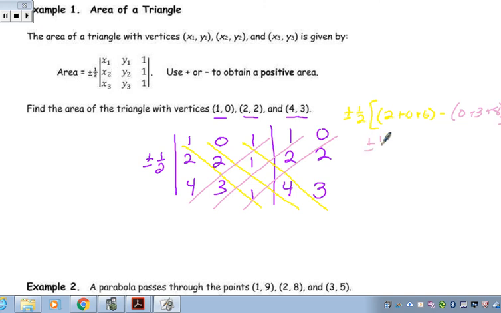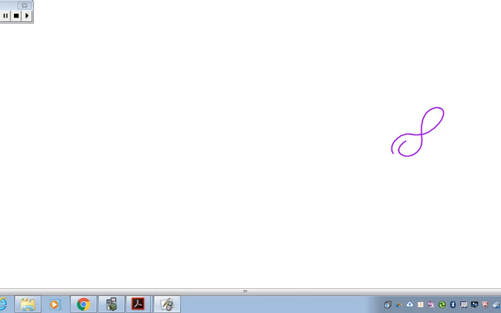Again, we're at plus minus 1/2 times 8 minus 11. We've got negative 3. Now we're going to choose the negative one, so we have an area of 3/2 units. Again, if it doesn't say to solve by hand, you can use the calculator to get the determinant of the 3 by 3. Alright, let's move on to example 2.